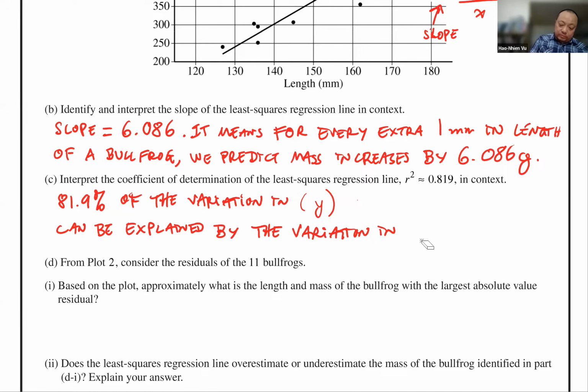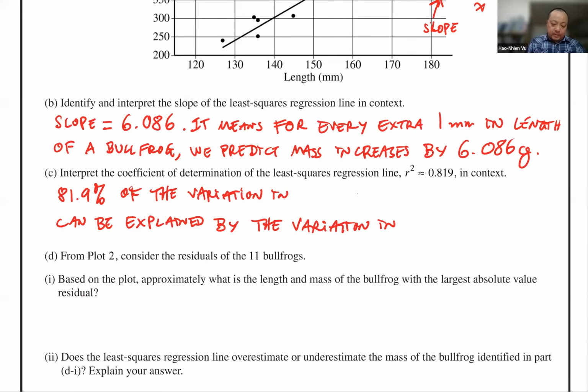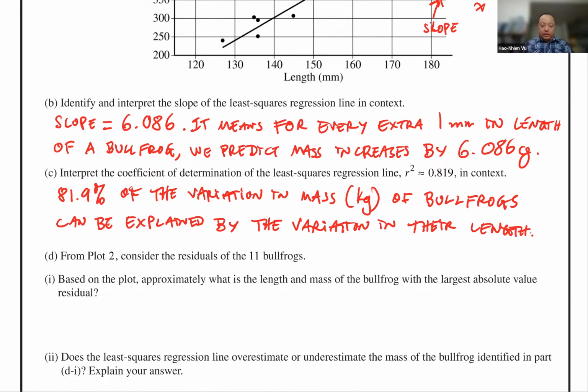But of course, we need context, so I'm going to erase the y and the x. I'm going to replace with verbal description of the variables and population. So y is the mass. And x is the length. 81.9% of the variation in mass in grams of bullfrogs can be explained by the variation in their length.